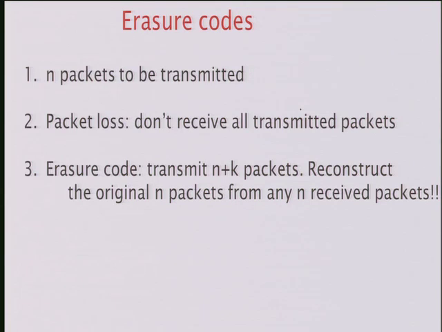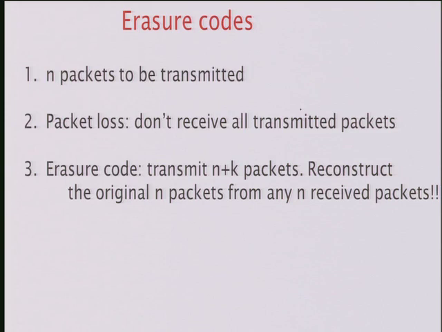Now, in order for your recipient to reconstruct this file, they have to receive all n packets. Right? If any of them got lost along the way, then you have to retransmit the whole thing. That's one way to do it. Another way to do it is to use an erasure code. So what do you do in an erasure code? In an erasure code, instead of transmitting the n packets, you actually create n plus k packets.